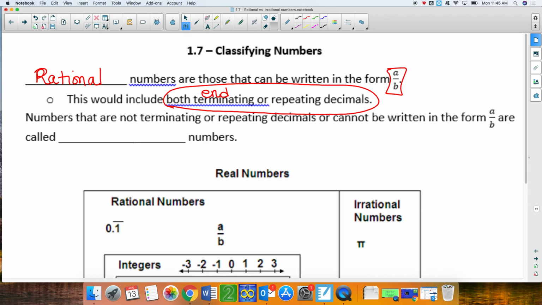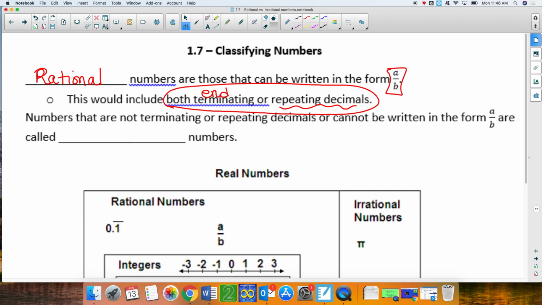Now, not just that on the calculator it stops, because on everybody's calculator your decimal has to stop at some point, but that it ends earlier than that. And then a rational number can also be a repeating decimal. You're looking for a pattern, like 2.666666 and so on, or 4.12121212. If there's a pattern or it repeats, then that is considered a rational number.